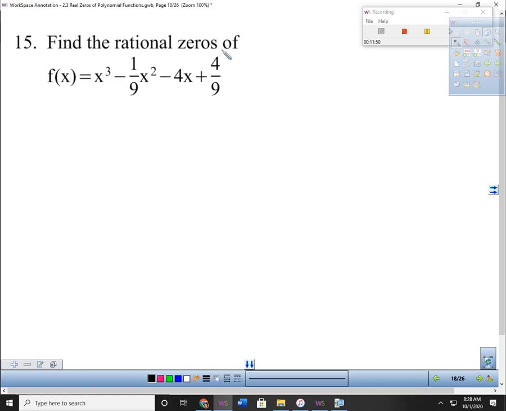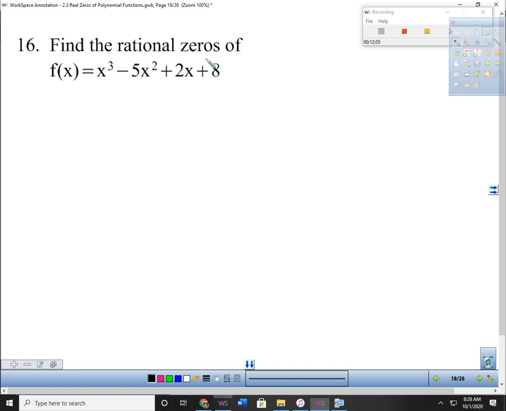All right, so we're going to find the rational zeros of this equation. But we're going to go ahead and skip that one because I'm not going to give you any with the fraction there. So we'll skip to 16. We're going to find all the rational zeros.